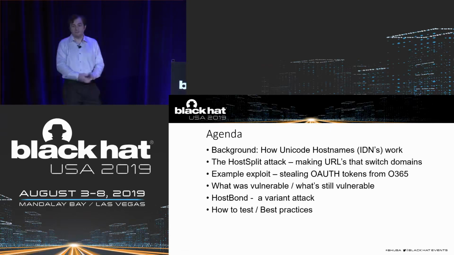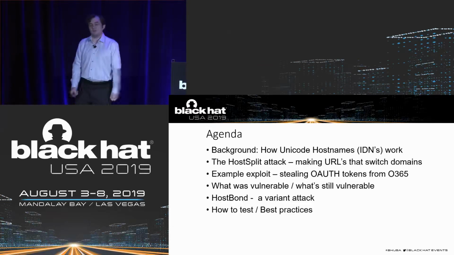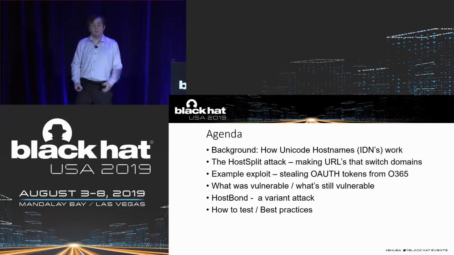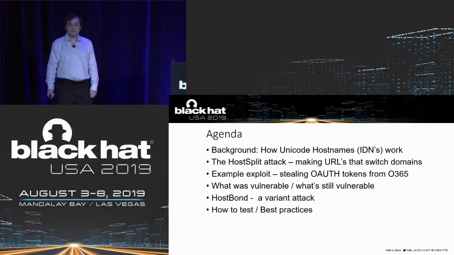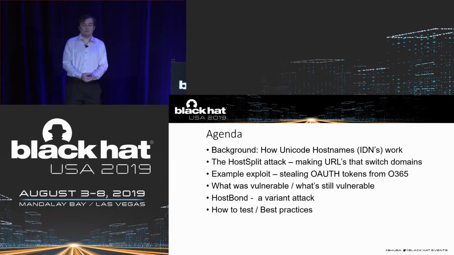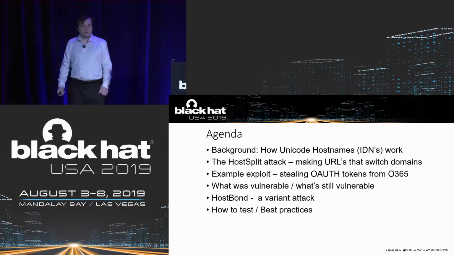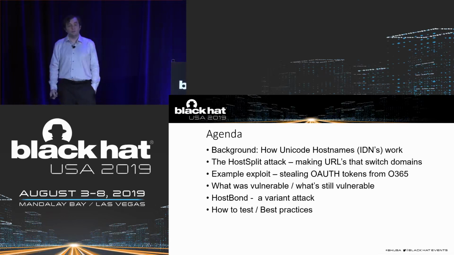So here's an agenda for my talk. I'm going to give some background on how Unicode host names work, that's internationalized domain names, IDNs. I'll describe what I call the HostSplit attack, which allows an attacker to create a URL which is parsed as belonging to one host name, but resolved as belonging to a different host name. I'll then give you a rundown of an example exploit where I show how you could have used HostSplit to steal OAuth tokens from Office 365.